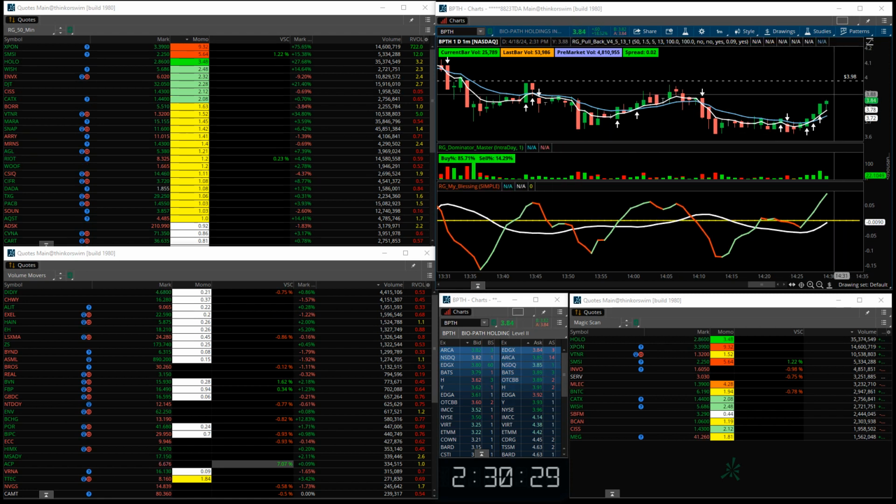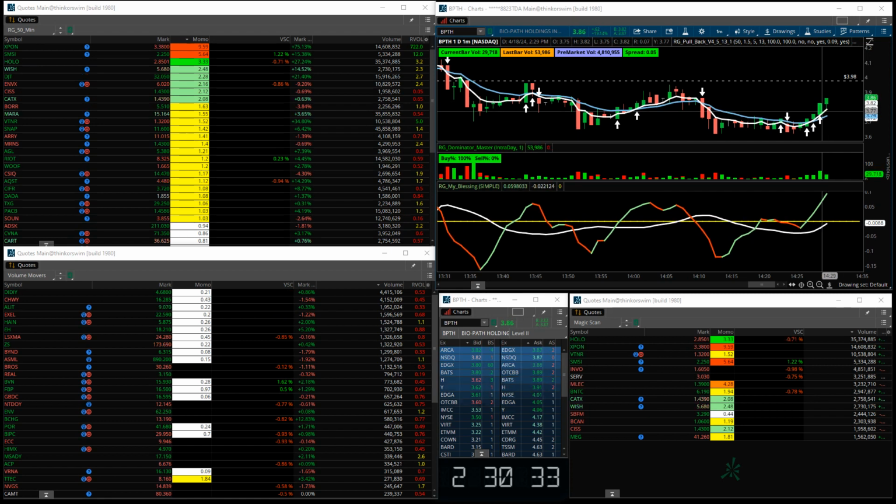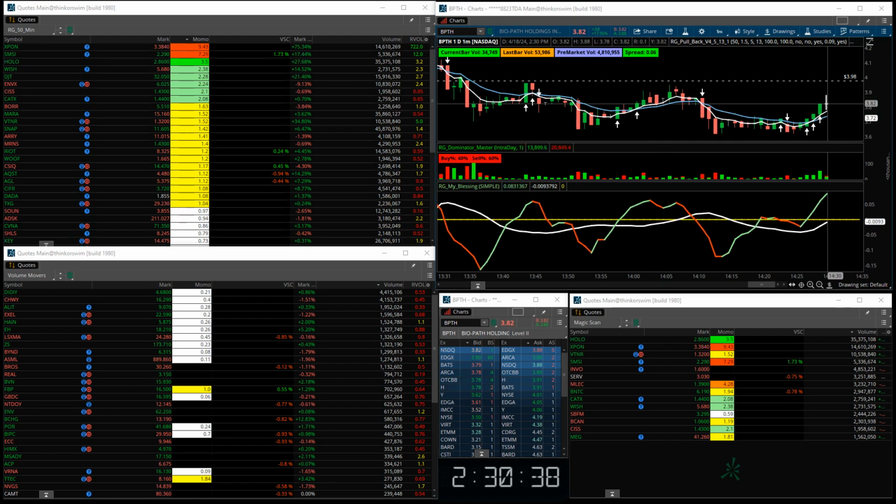The wick on the bottom is exactly the opposite. The stock had come down to this level, the buyers stepped back in and drove it back up, and that's what the long wick on the bottom is.